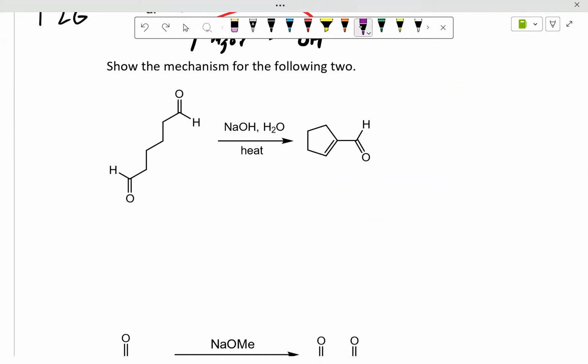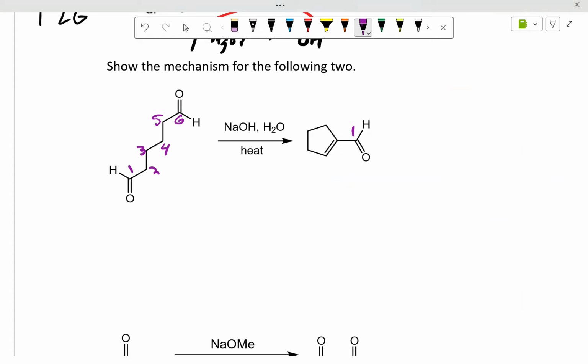So let's just first number the carbons. I'm numbering from top to bottom. You could, or from bottom to top, I should say. You can number from top to bottom as well. If you number starting from the bottom, Dr. Mullins would call that a Drake numbering. See if you can figure out why.